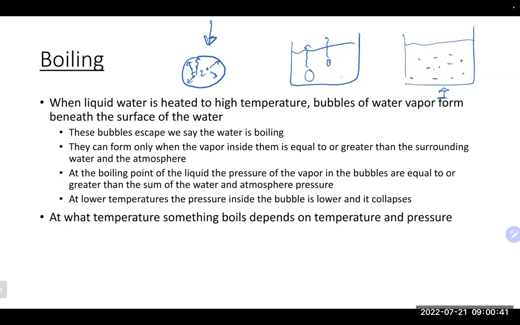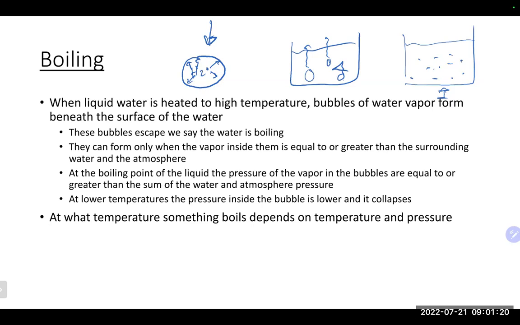Before that, you'll sometimes see bubbles start to form, right? And then they pop before they get to the surface. That's because within that bubble, it doesn't have enough pressure to withstand the atmospheric pressure pushing down on it. So it pops before it gets to the surface of the liquid. So at the boiling point of a liquid, the pressure of the vapor in the bubbles is equal to or greater than the sum of the water and the atmospheric pressure. So it's able to stay intact until it can get to the surface. Again, below that, it will collapse.